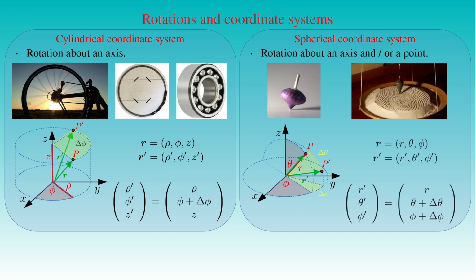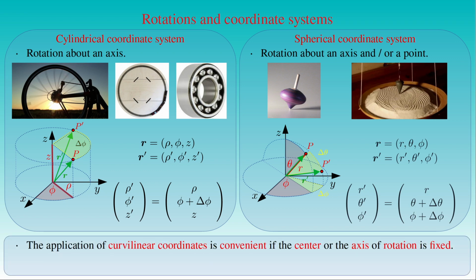In both cases, the trajectories of the points of the rigid body have a simple description in curvilinear coordinates and no rotation matrix is needed to transform the coordinates of an initial point to the ones of the point after rotation. Although curvilinear coordinate systems adapted to the symmetries of rotation simplify the study of the motion of rigid bodies, their applications are only convenient if the center or the axis of rotation is fixed.